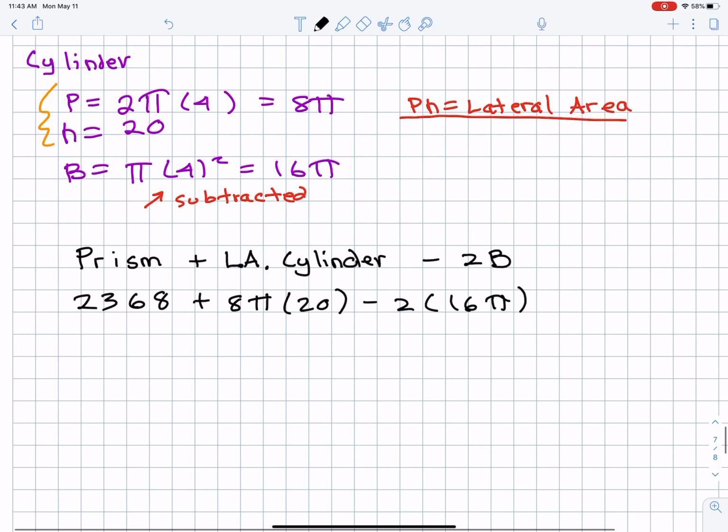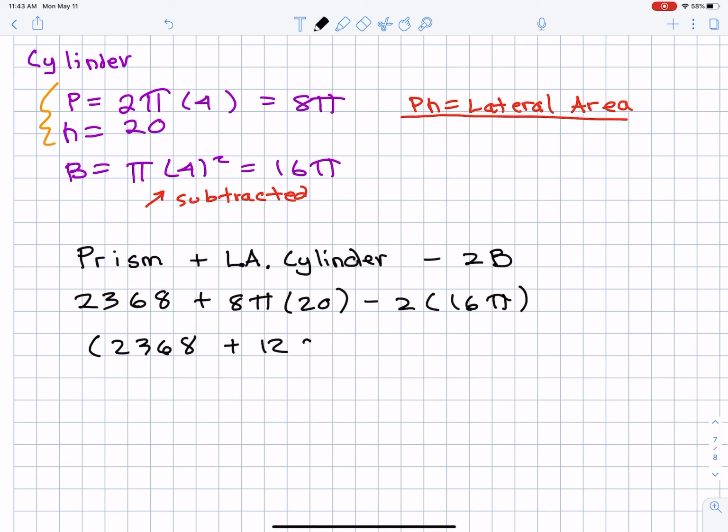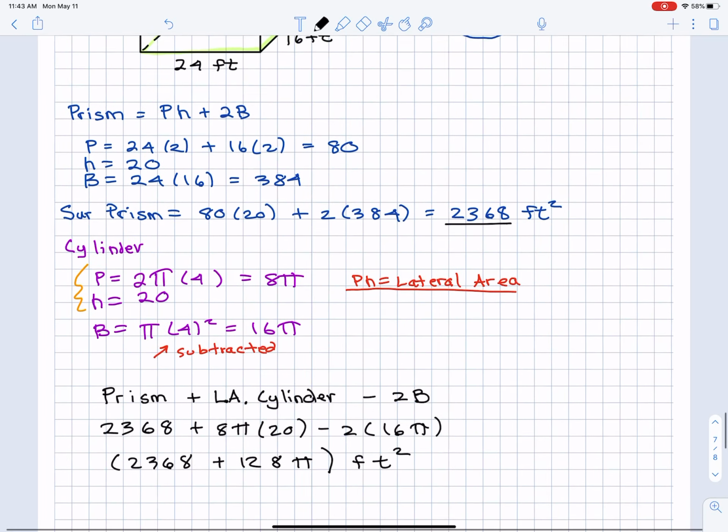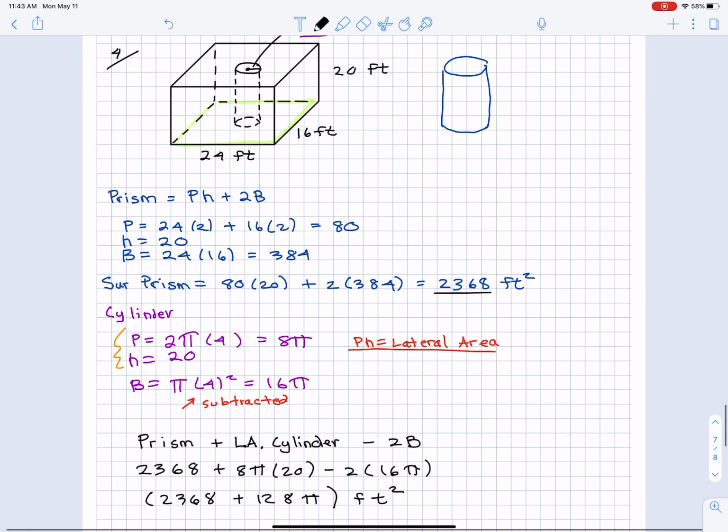So cleaning that up, we're going to get 2,368 plus 160 pi minus 32 pi, or 2,368 plus 128 pi, and our units are feet squared. Okay? So that was our composite figure, and that's always going to be the idea. You just need to figure out what you are adding and what you are subtracting. You have to look at each piece individually and think about them. That's going to be the key here.